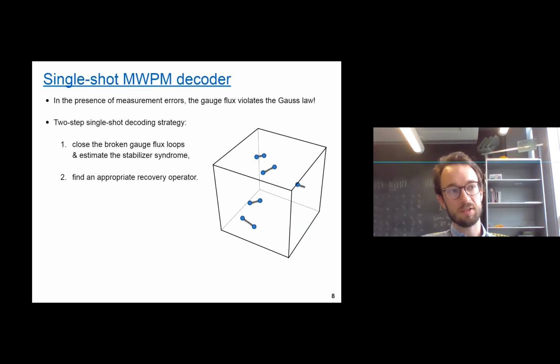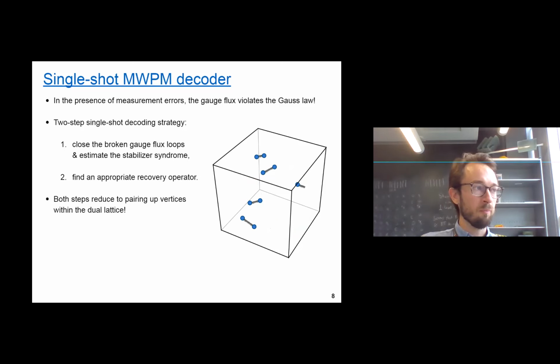And this is showing you again that you can bring this charge to the boundary as well. So you have pairs in the bulk, but you can have single things that you take to the boundary. And the nice thing in this picture I was showing in the last slide is that both these steps just reduce to pairing up vertices in some graph. So we can just use minimum weight matching for both steps.